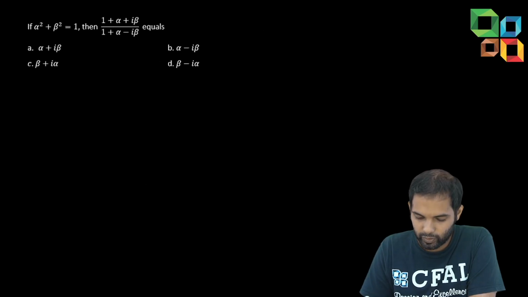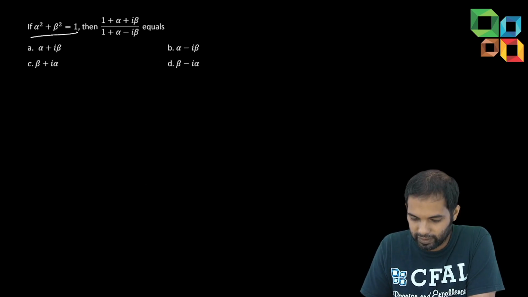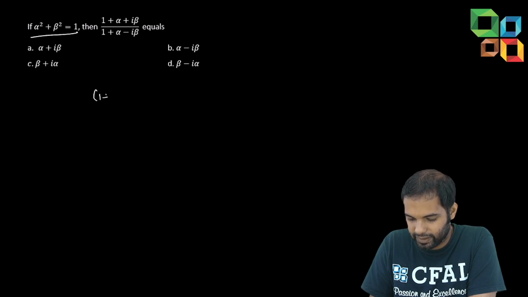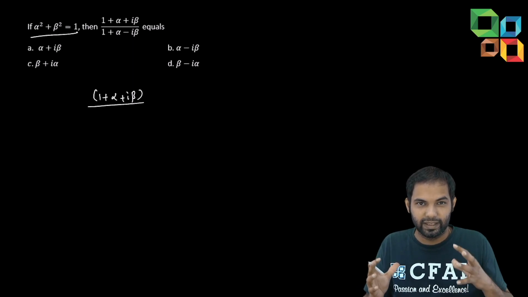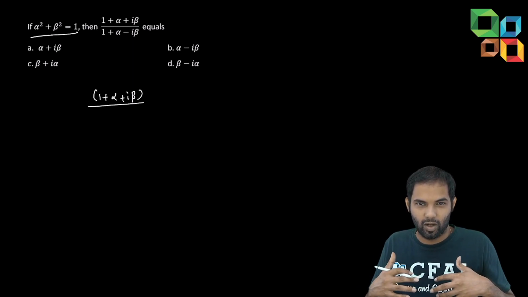So we know that alpha square plus beta square is equal to 1. Okay, we're trying to find this complex number. Now, whenever we have anything in the denominator, looking at the options, we can guess that we have to just try to replace this by its conjugate and multiply it so that we get a real number, because there was nothing in the denominator in the options, right?